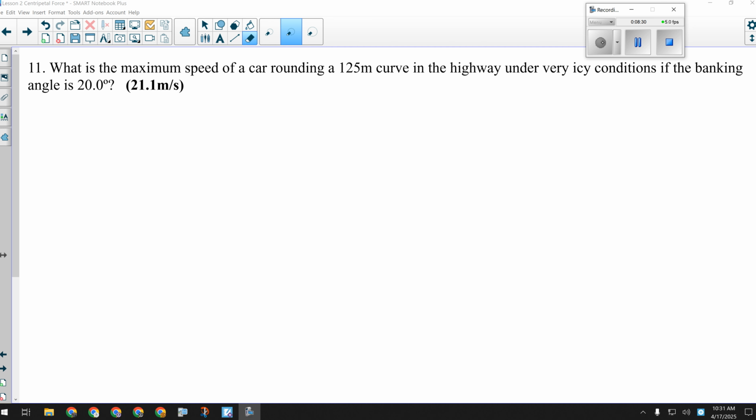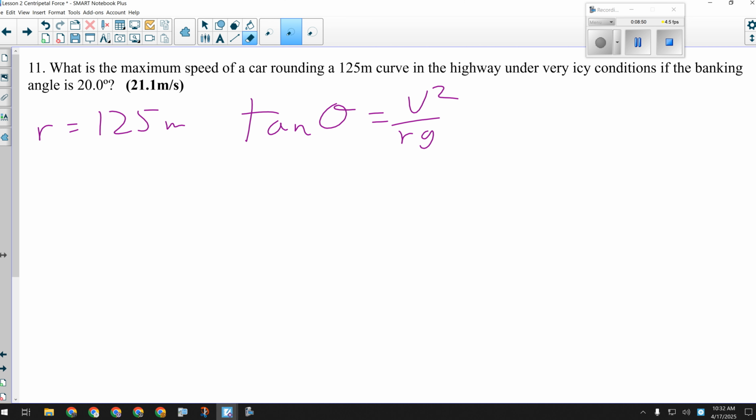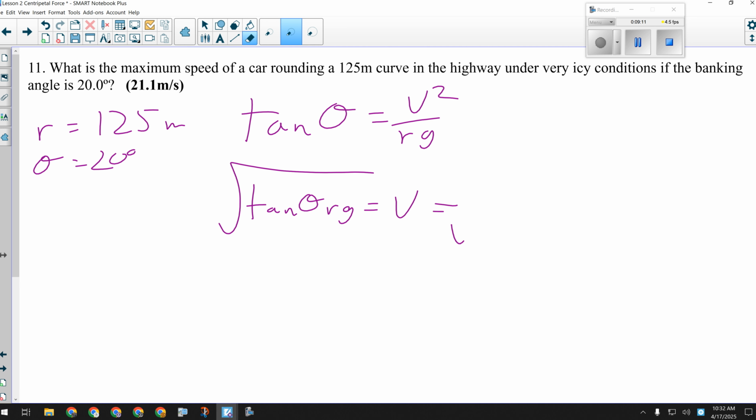Right away they tell me that it is a banked curve, because they tell me that the banking angle is 20 degrees. So right off the bat I know I will be using this formula: tan of theta is v squared over r times g, our banked curve formula. The givens that I have are the radius, 125 meters, and theta is 20 degrees. I am looking for v in this question, so I want to multiply both sides by r times g. So I will have tan of theta times r times g equals v squared, and I square root that whole side.